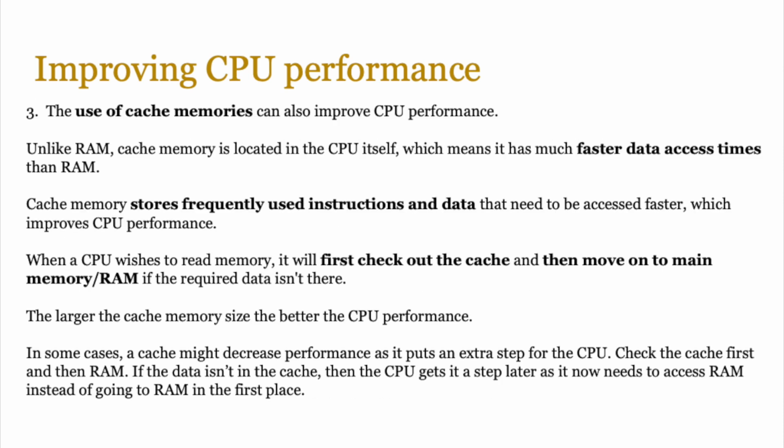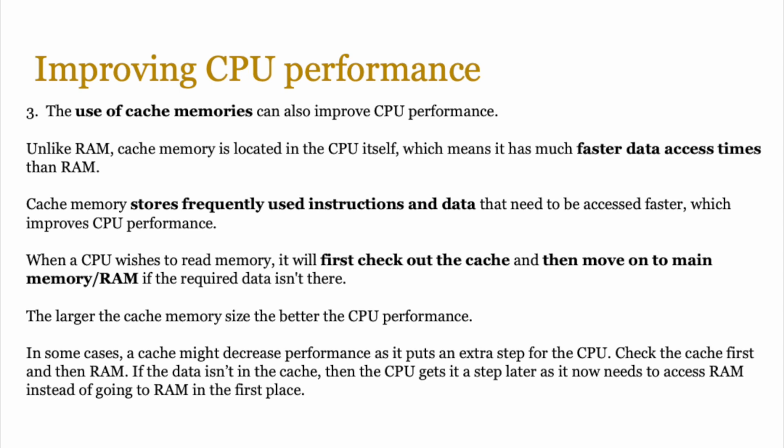The next factor we are going to talk about is the use of cache memories, which can also help in improving the CPU's performance. Unlike RAM, cache memory is located near the CPU or inside the CPU itself, which means that it has much faster data access times than RAM. So if you think about hard drives and SSDs having slower speed than RAM, and data has to be transferred to RAM so the CPU can operate quickly, that same type of relationship is between RAM and cache. So cache stores the frequently used instructions and data, and that means that the CPU can access them faster. That means it can perform better.